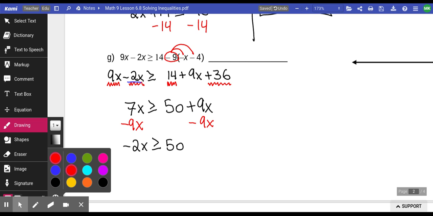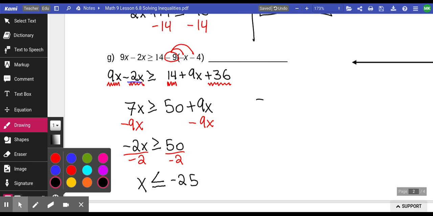And then I divide both sides by negative 2. If you worked ahead, let's finish this off. Negative 2 divided by negative 2 cancels out. I'm left with x. I changed the symbol because I divided by a negative. So it's now less than or equal to 25.